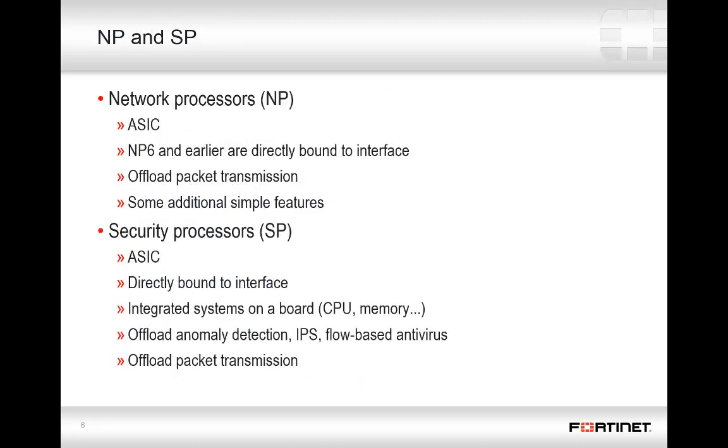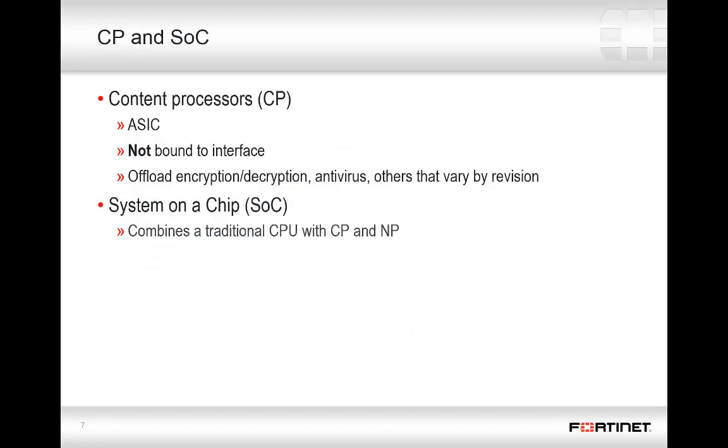What does each ASIC type do? Network processors accelerate packet forwarding, but they do have more features. We'll show these in detail soon. Security processors offload some complex security-related tasks, such as detecting attacks. Content processors offload UTM content inspection. Due to the type of task that they do, they can also be seen as coprocessors. Finally, system-on-a-chip processors combine a traditional system CPU with CP and NP.